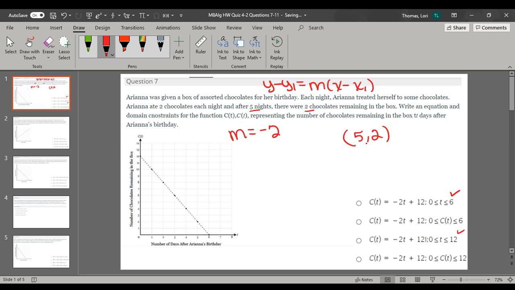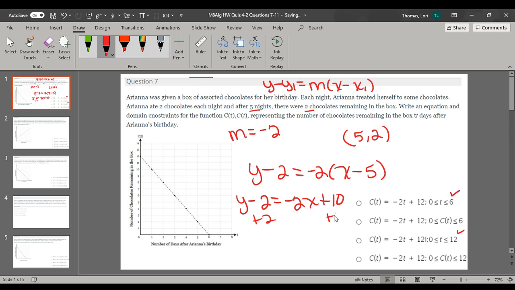Now let's use point slope. So we're going to have y minus my y1 value of 2 equals my slope, -2, times x minus my x1 value of 5. Now we're going to convert this to slope intercept. So we're going to distribute the -2. And now we just need to add 2 to both sides. So y equals -2x plus 12. So the chocolates that we had in the box before she started eating was 12, and then each night she ate 2. And then after so many nights, the chocolates were gone. So we can see that our equation is going to be -2t, in this case, plus 12.